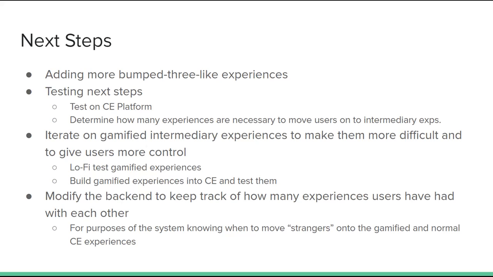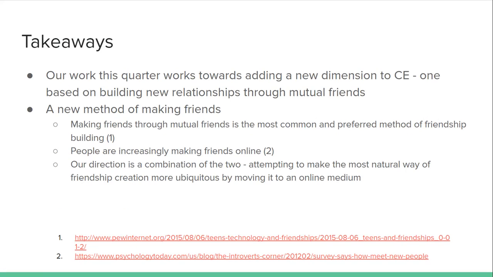Lastly, we want to modify the backend to keep track of how many experiences users have had with each other. We want to do this so the system will know when to move strangers onto gamified and normal CE experiences, since our initial round of testing will likely be hard coding these static affordances into the code in order to purposely have these users be given this experience so they can participate in them.